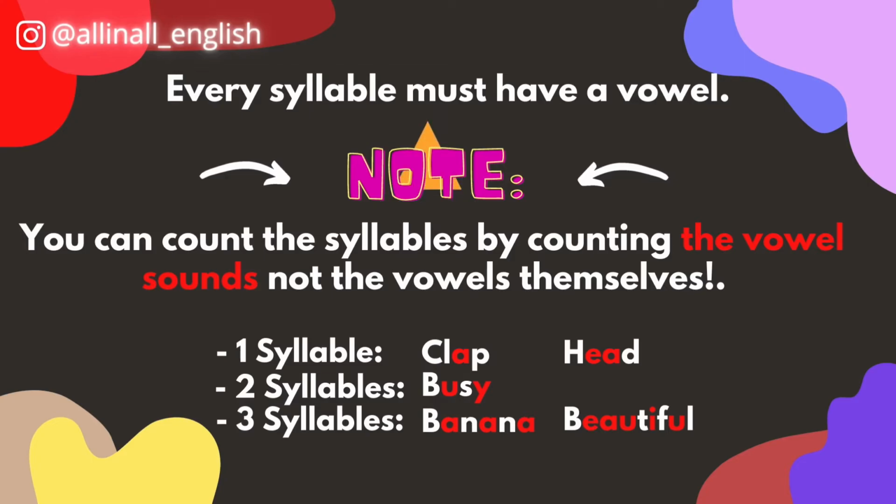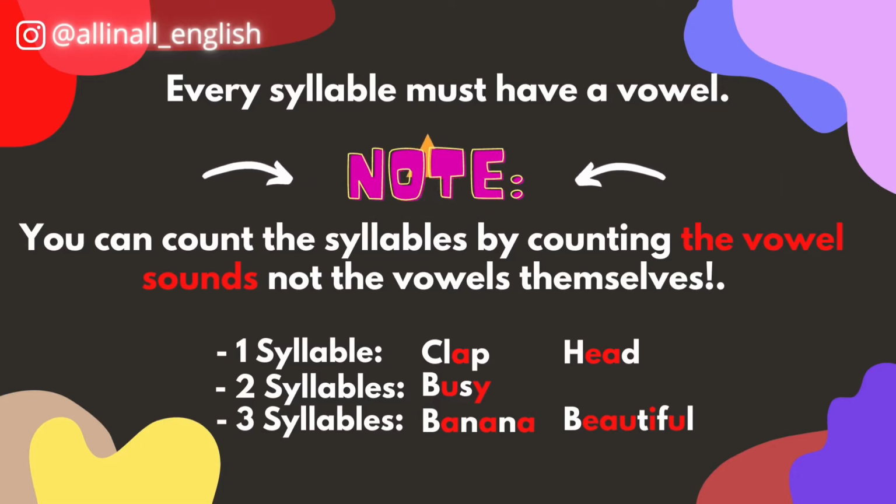What about the word beautiful? Once you look at it, you will see it has 5 vowels. But remember, we don't count them. We only count the sounds they make. So let's pronounce it. Beautiful.